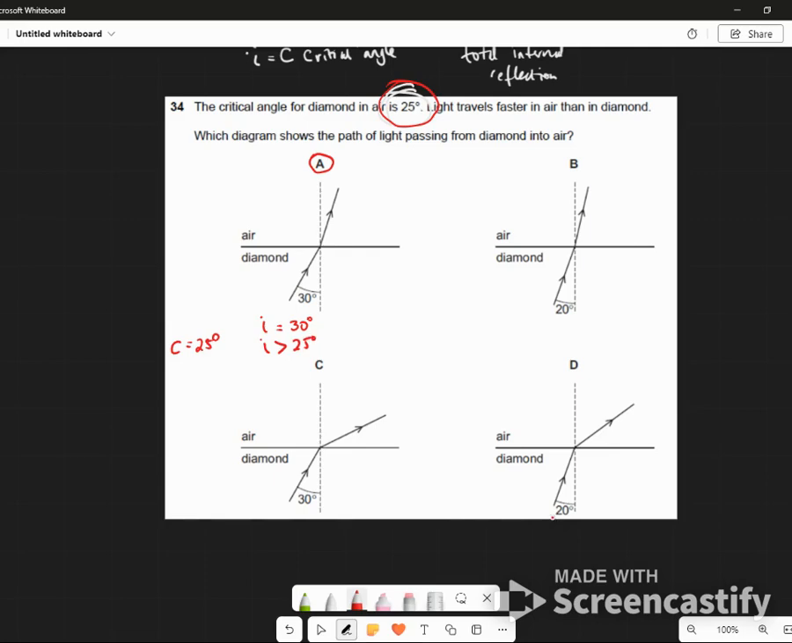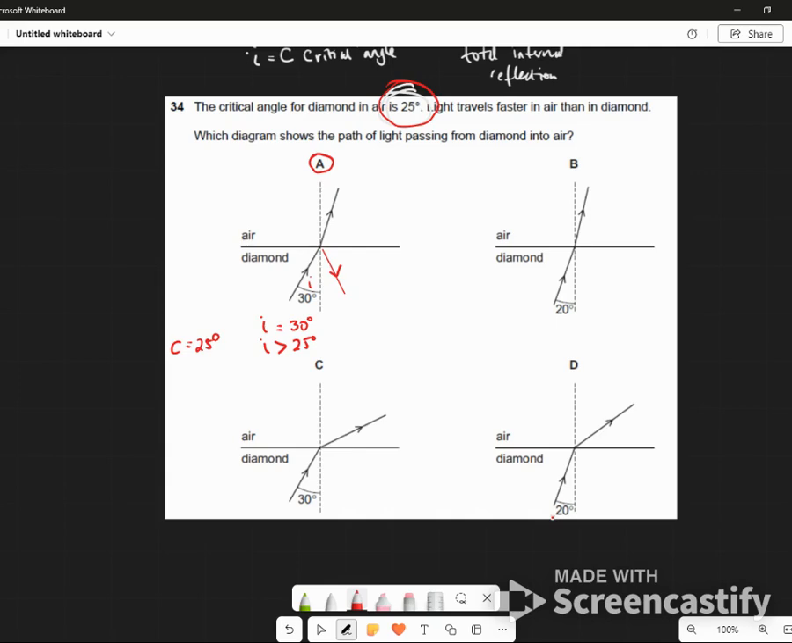So what should A look like? Because I is greater than the critical angle. Does anyone want to write down in the comments what A should look like? Anyone? Exactly, Laura. Well done. So it should look like this, shouldn't it? Because this angle I is greater than the critical angle. Well done. Okay. Now let's have a look at this one.